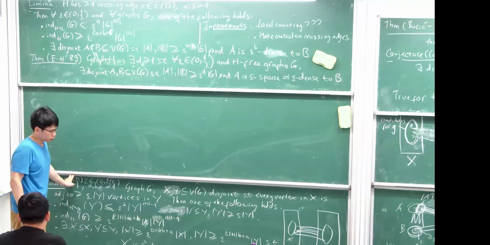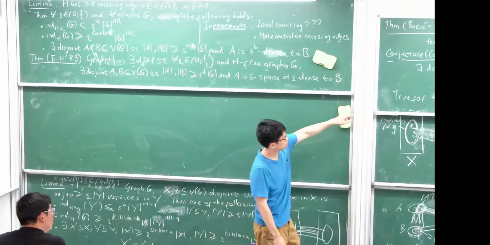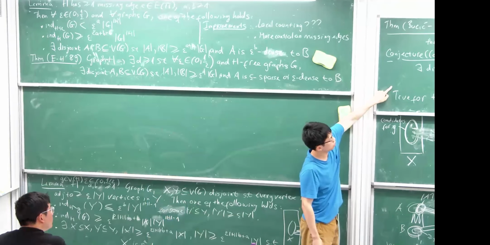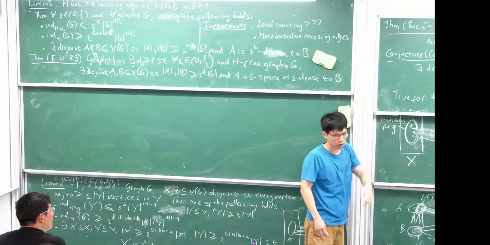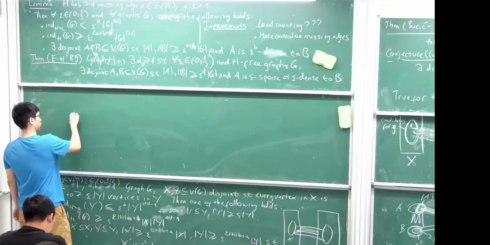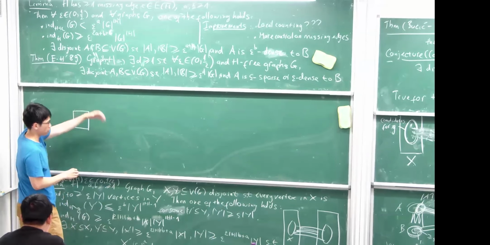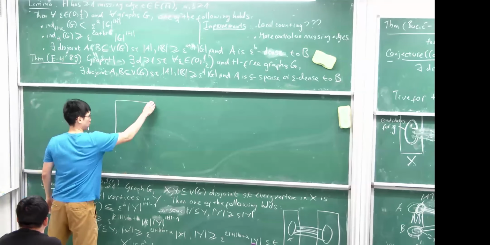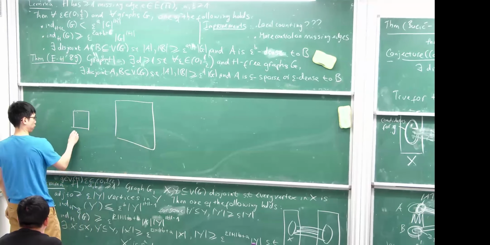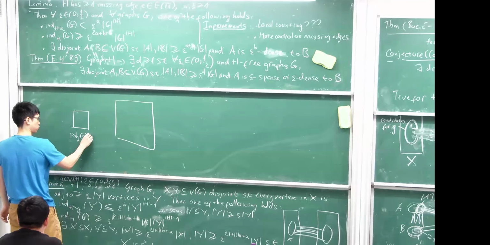So in order to resolve this issue, let us try to understand why this conjecture is going to imply the log improvement. So what we have here is, in an H-free host graph G, we have two disjoint subsets.